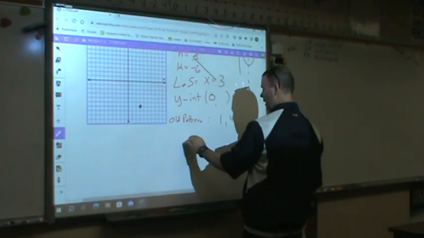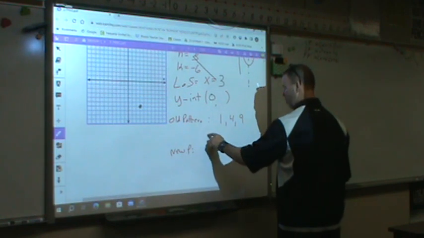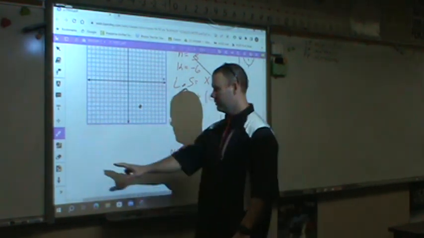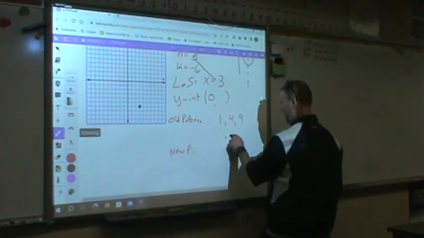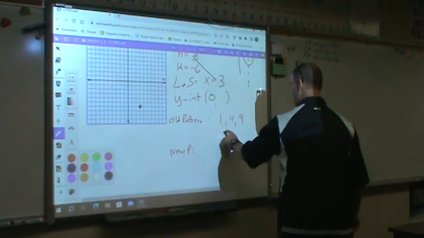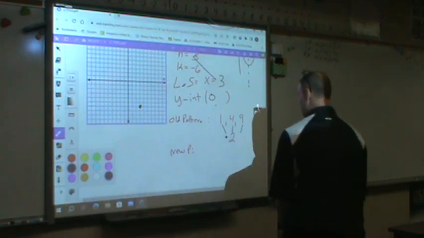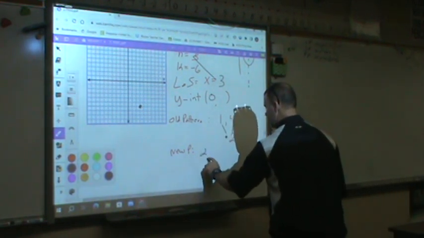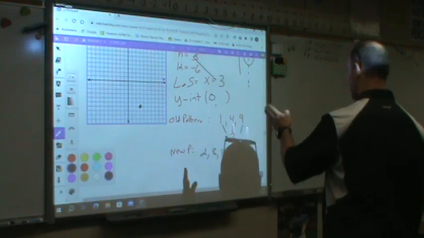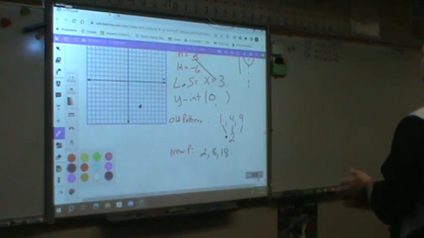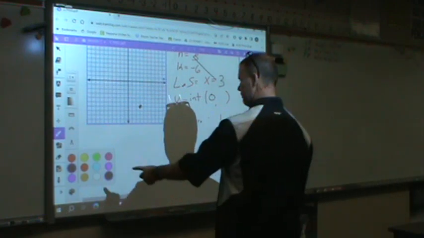But my new one is going to be what? I've got to multiply by 2. I kind of like how I did this in my book. I'm going to multiply everything by 2 to get my new pattern. Again, this is times 2, not minus 2. 1 times 2 is 2. 4 times 2 is 8. 9 times 2 is 18. So my new pattern is 2, 8, and 18. I'm going to move right 1 up 2, right 2 up 8, right 3 up 18 to find some anchor points.